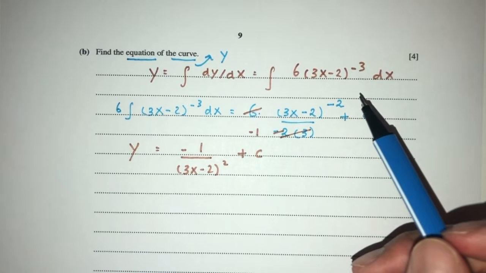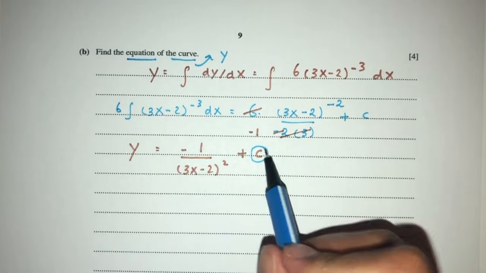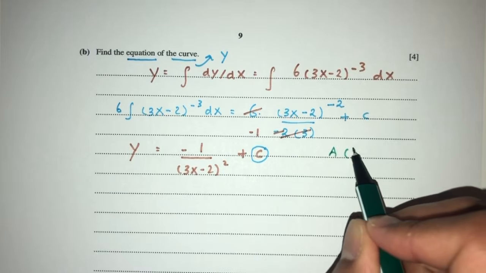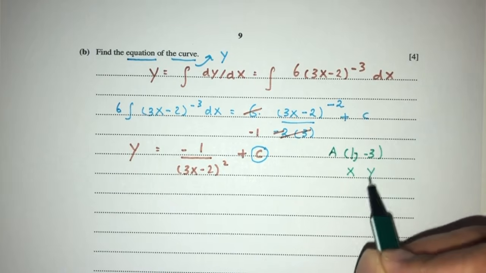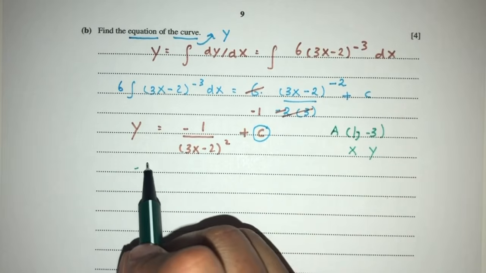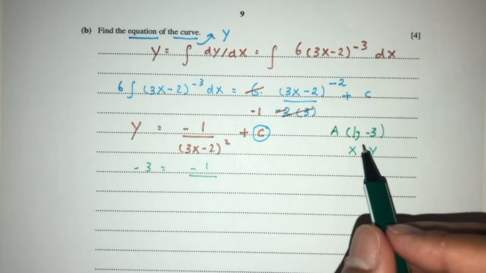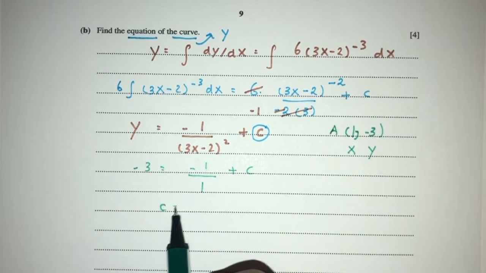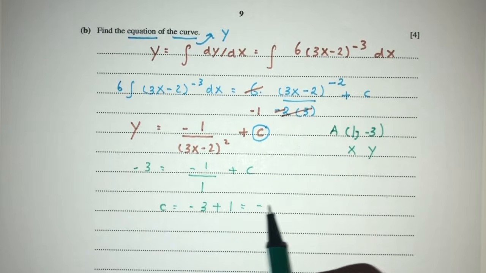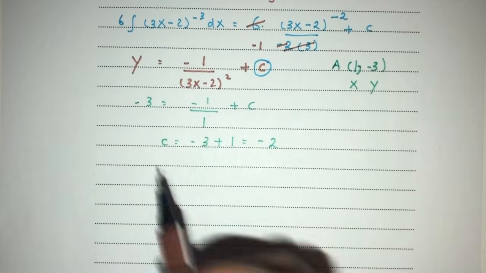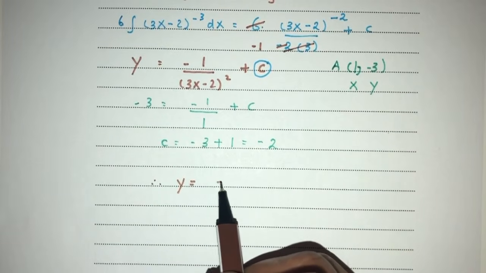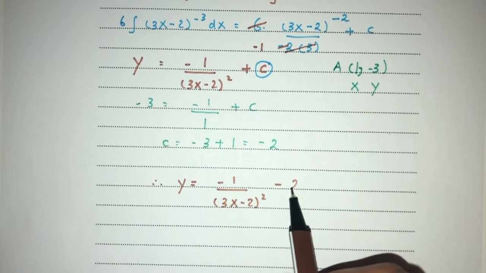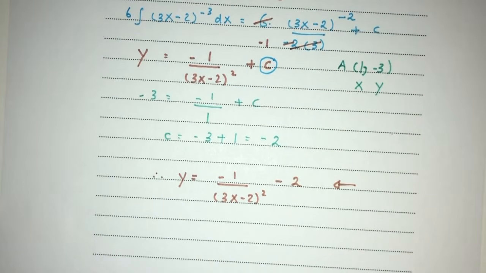Now of course we have to find the value of c. So we have to use a passing point, as we have seen before. It is 1 and then minus 3, that will be x and y. Replace in the equation, so y is minus 3 and x is 1. That should be 3 times 1 minus 2 is 1, squared is 1, right? Plus c. So c has to be minus 3 plus 1, that has to be minus 2. So in the end, y is equal to minus 1 over (3x minus 2) squared, minus 2. Okay, so that will be part B of the question.